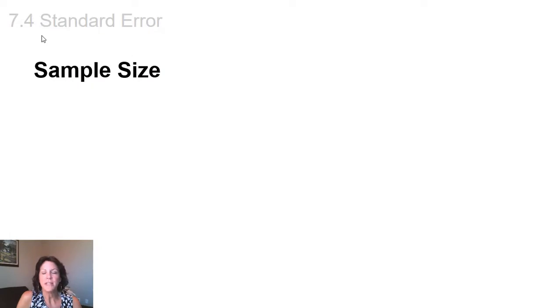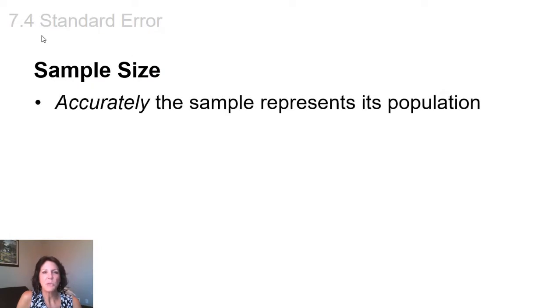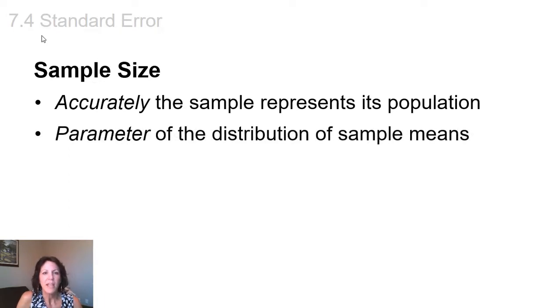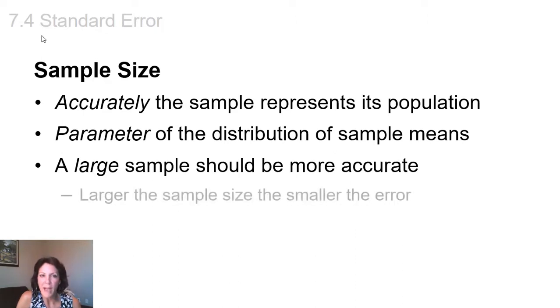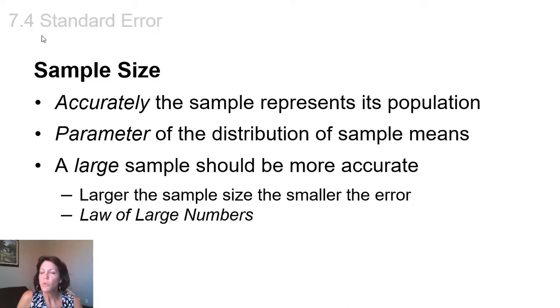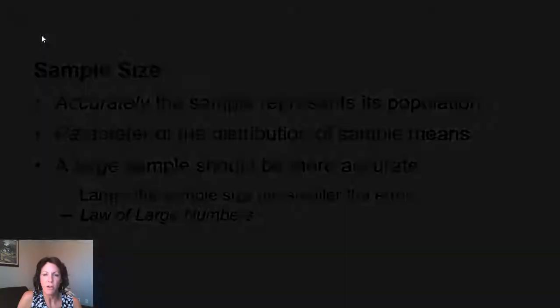The first factor is sample size, and sample size will determine how accurately the sample represents the population. It's also a parameter of the distribution of sample means, and in general, a rule to follow, a large sample should be more accurate. So the larger the sample size, the smaller the standard error, and we're going to look at this. This is due to something called the law of large numbers. You don't really need to know anything about that, but I thought I'd throw that in there. So larger sample sizes equal smaller error.